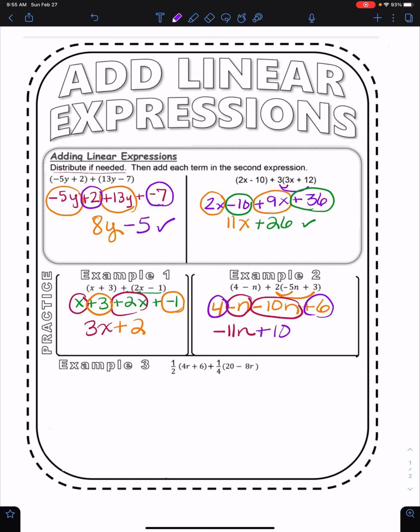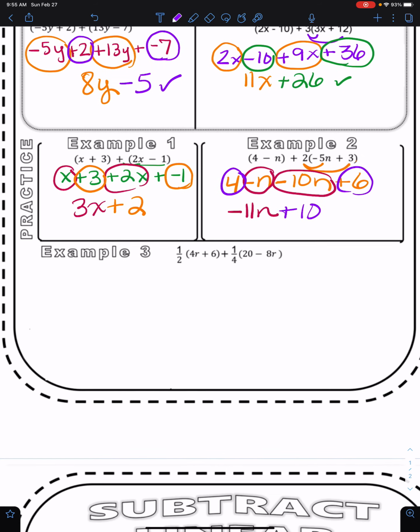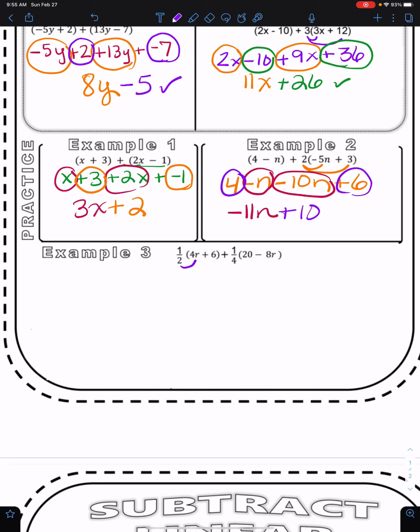All right, one more example. Look at this, 2 distributing parts here. I need to distribute this half, and I need to distribute this fourth. And I know everybody is panicking because it has fractions. But think about the first one. You're just finding 1/2 of each thing in parentheses. I know everybody here can do 1/2 of 4. So we're going to do half of 4r, and we're going to do half of 6. We know that's just 2r and 3 because we're just doing half.